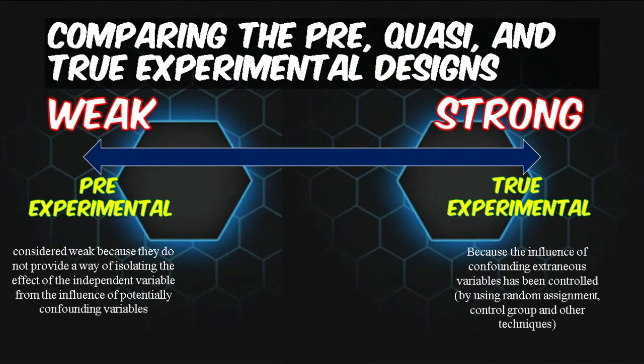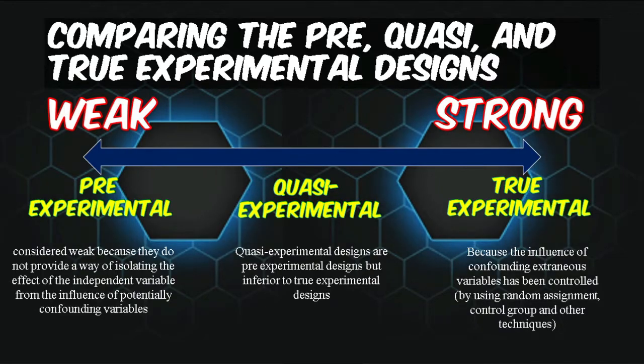Strong experimental designs are the true experimental designs. Random assignment and control groups are present. Quasi-experimental designs are somewhere in between, not as strong as a true experimental design, but of course superior to the pre-experimental design, because some of the designs at least involve the element of the control group.